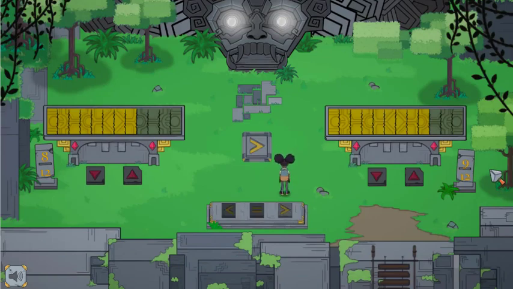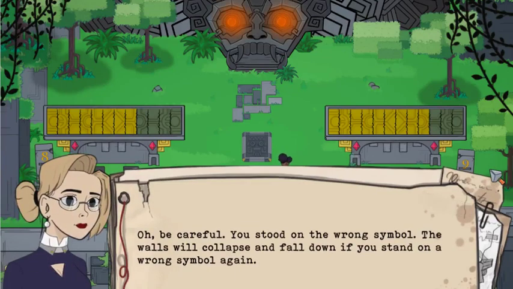Oh, be careful. You stood on the wrong symbol. The walls will collapse and fall down if you stand on a wrong symbol again.